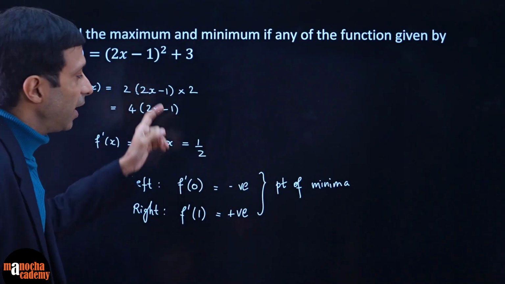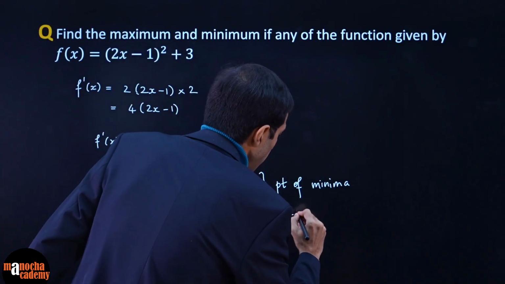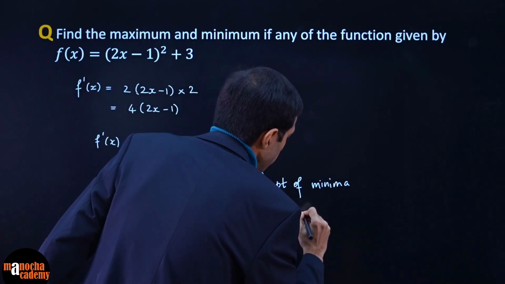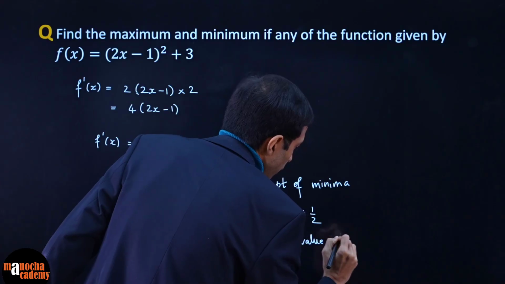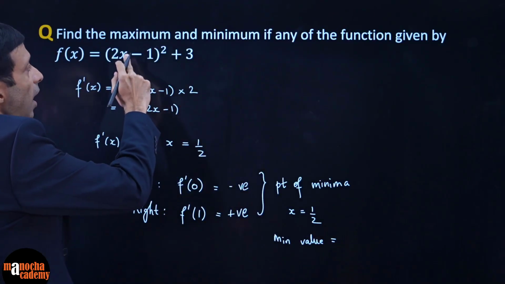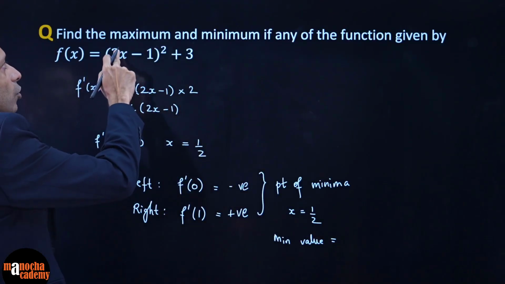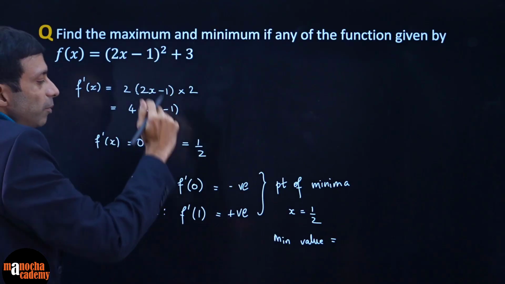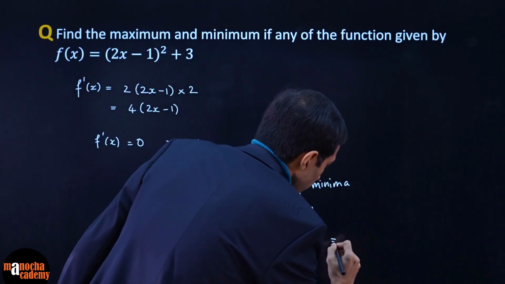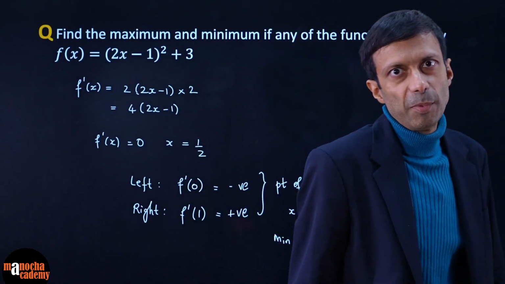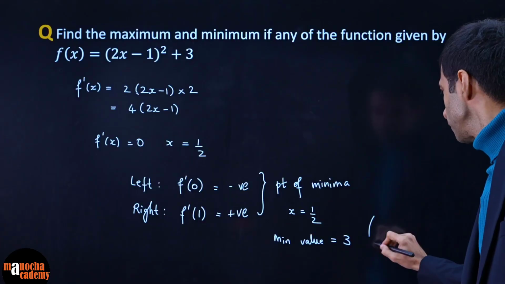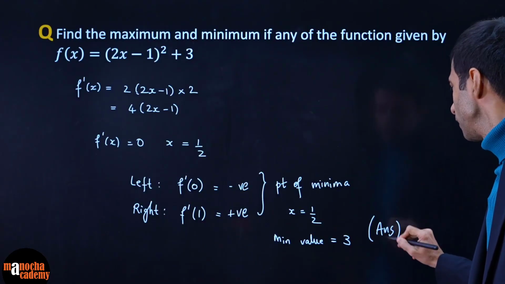What is your point of minima? X equal to half is the point of minima. And what is the minimum value over there? So substitute x equal to half into the function. Don't forget that. If you put x equal to half, I think this term becomes 0. Minimum value becomes 3. Got it? That's the answer. See, this is the calculus method.